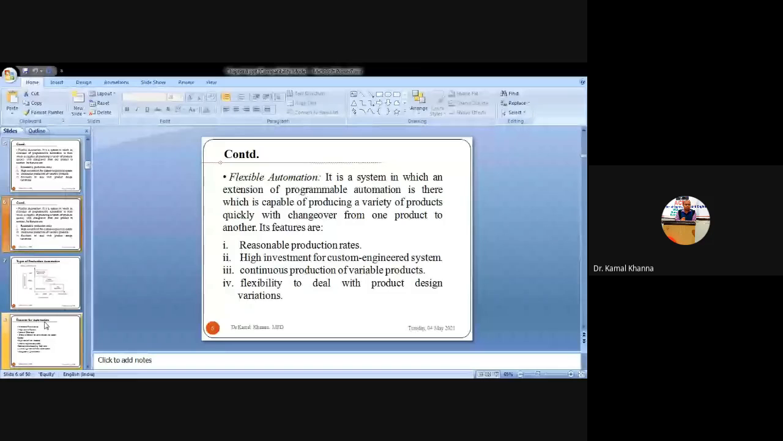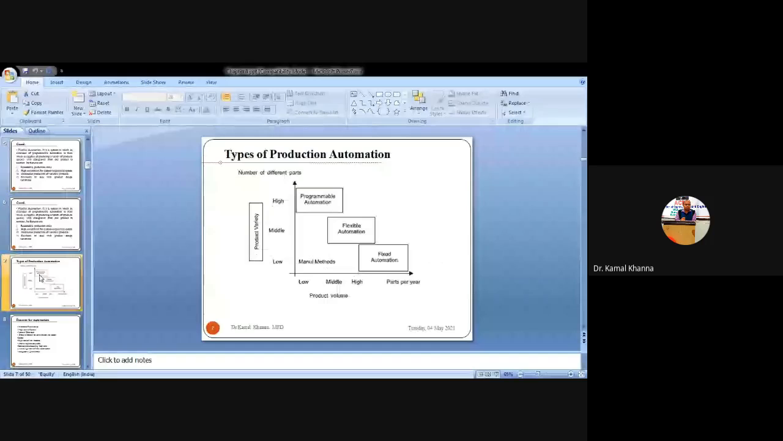So you can understand these three kinds of automation from this figure. On the y-axis we have the product variety, and on the x-axis we have the product volume. Product volume varies from low to high, that is, the number of parts per year the industry is producing. On the y-axis, the product variety is the number of different kinds of parts that the industry is producing per year.